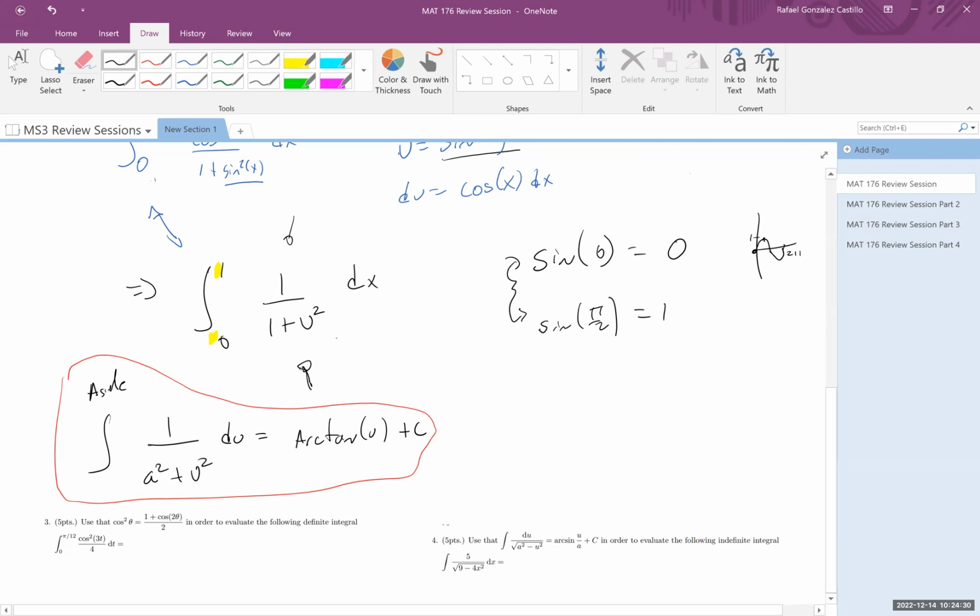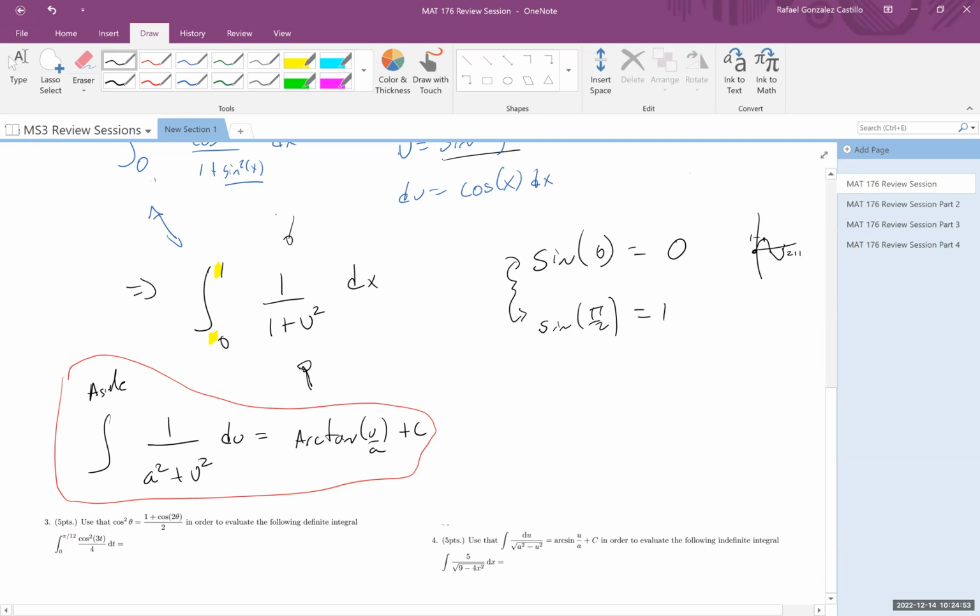And this problem in particular actually has that form. This is actually u over a. I'm missing the a here. U over a. Any questions on that one? You should have seen this rule before. So I'm going to apply the rule now.